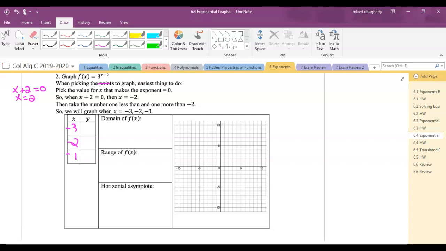So like, what is 3 to the negative 2 plus 2? What's negative 2 plus 2? 0. 3 to the 0 is 1, so you're going to get these same y values every time. Okay, if I put in a negative 1, what's 3 to the negative 1 plus 2? Negative 1 plus 2 is what? 1. 3 to the 1 is 3. Okay, and then 3 to the negative 3 plus 2. What's negative 3 plus 2? Negative 1. What's 3 to the negative 1? 1/3.